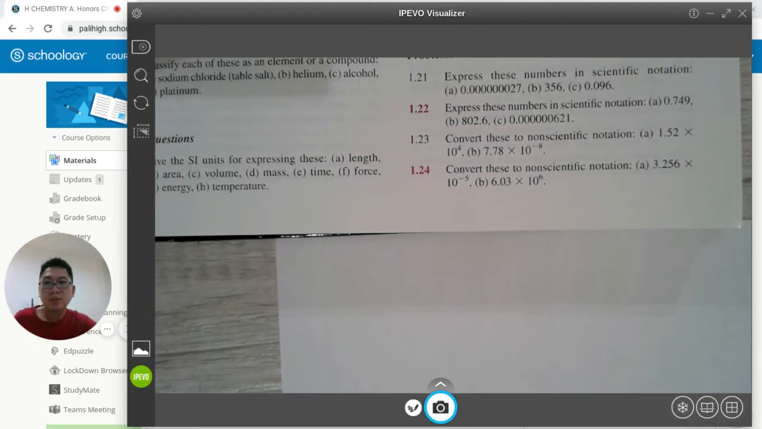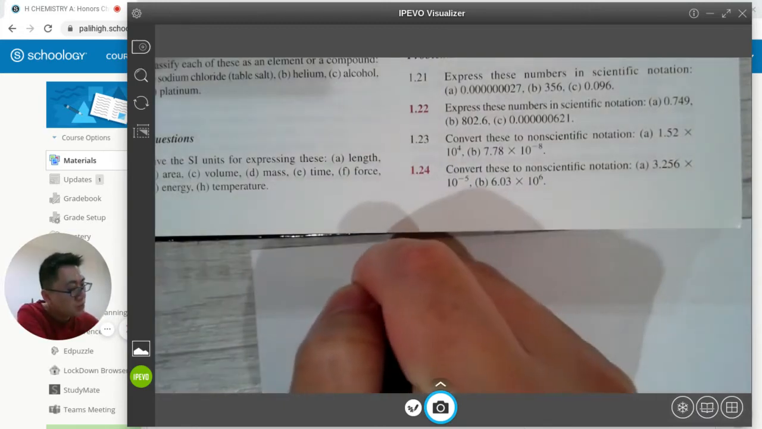Okay, so we're going to get started. I want to go over some examples of scientific notation. This is from the textbook on page 23. I want to go over a few of these problems, probably say numbers 21 and 23, just as examples of expressing these numbers in scientific notation and converting them out of scientific notation.